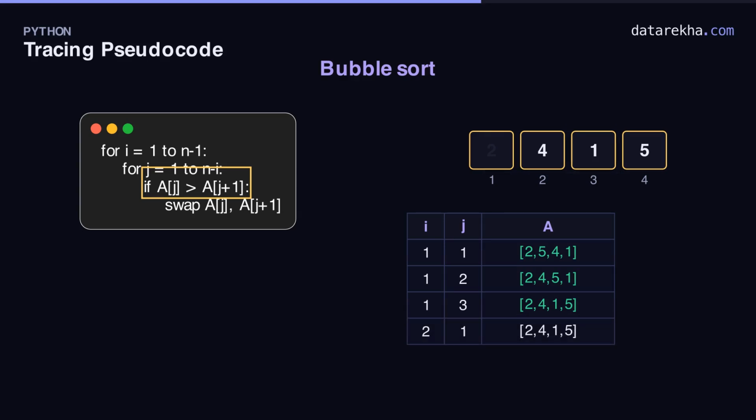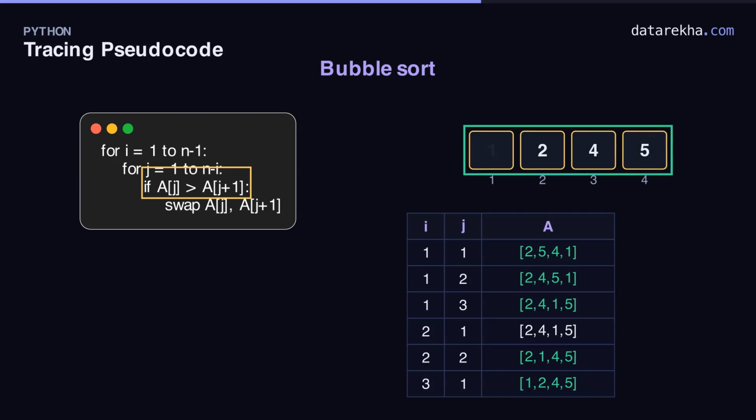Pass 2 only needs to reach j2. j1, 2 versus 4. 2 is smaller, in order, so no swap. j2, 4 versus 1. Swap. 2, 1, 4, 5. Now 4 is settled too. Pass 3. Just j1. 2 versus 1. Swap. 1, 2, 4, 5. And we are sorted. Final array: 1, 2, 4, 5. Fully sorted, and we got there by tracing every single comparison.